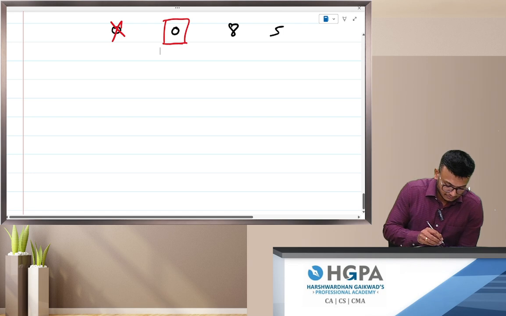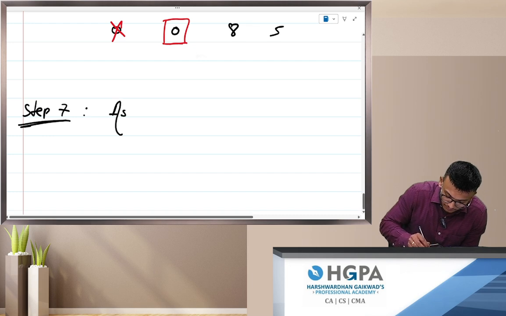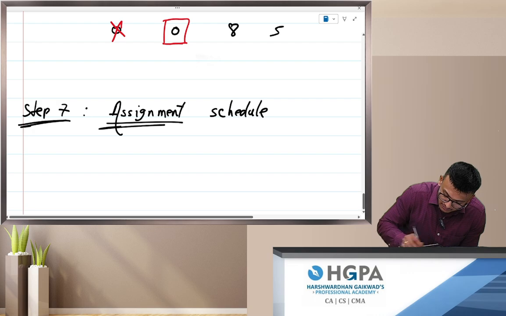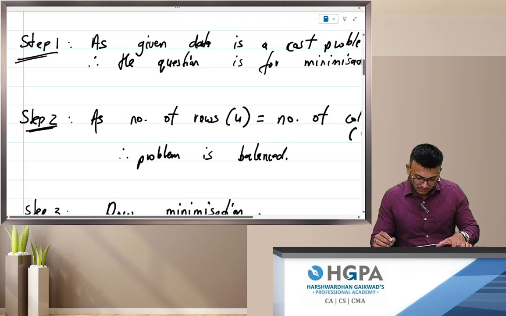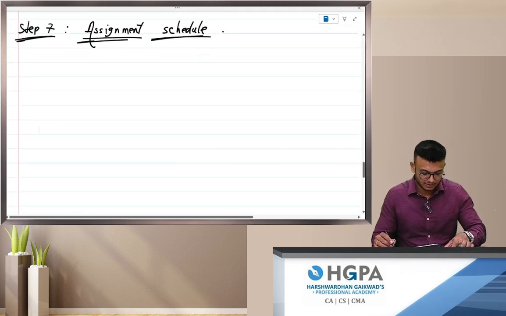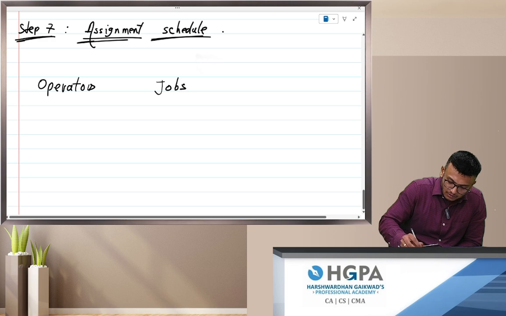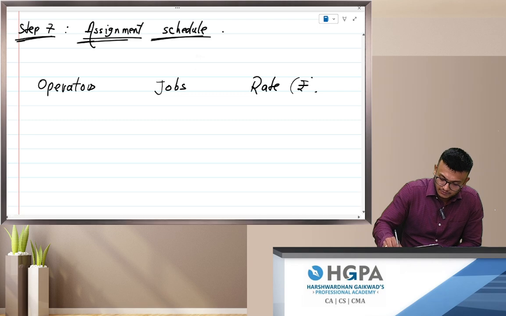Step number 7. Assignment schedule. Very, very simple. Okay. So what we had, what was the name? We had operators and jobs. So what I'll write? Operators, jobs, and I'll write here rate. This will be in rupees.